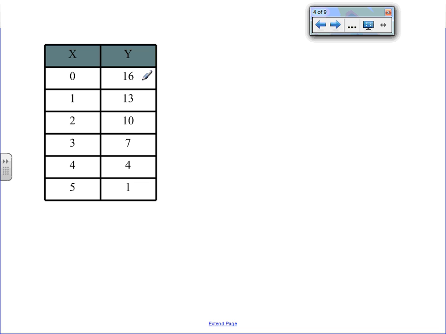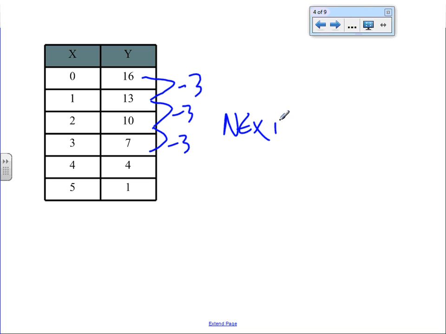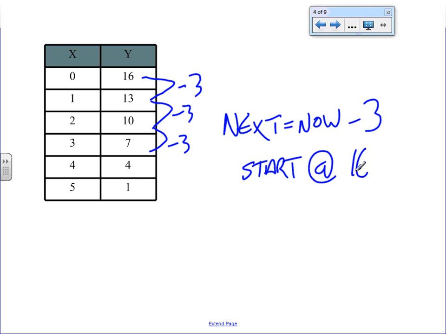Here, how are we getting the next number? This time we're subtracting 3. Subtracting 3. Subtracting 3. And so my next number is the number that I have now, minus 3. Where do I start? I start at 16. How do I get the next number if I've got the number now? I just look for the pattern in the table.